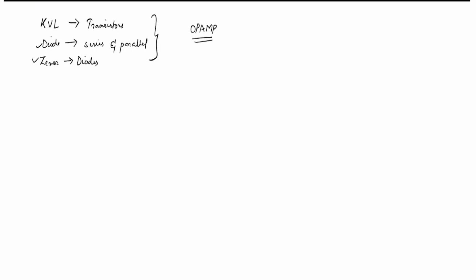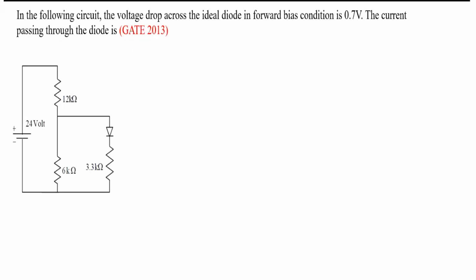Okay, fine. So this is the circuit. This was asked in GATE 2013. It is saying that in the following circuit, the voltage drop across the ideal diode in the forward bias condition is 0.7. The current passing through the diode is? This is what they are asking. That is, they are asking you to find the current flowing through this. I will call this one ID, the current flowing through the diode.